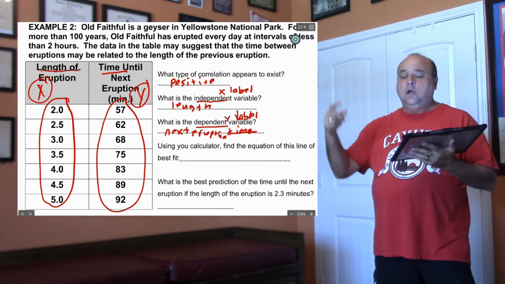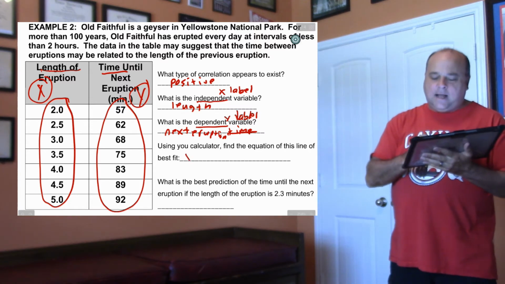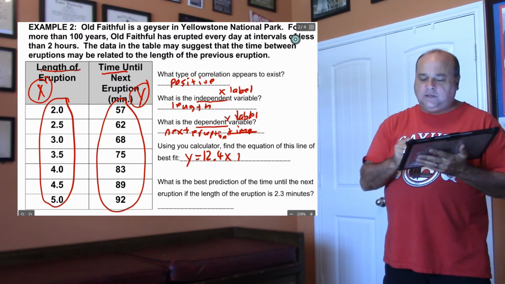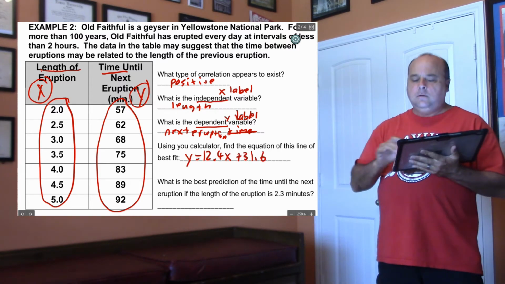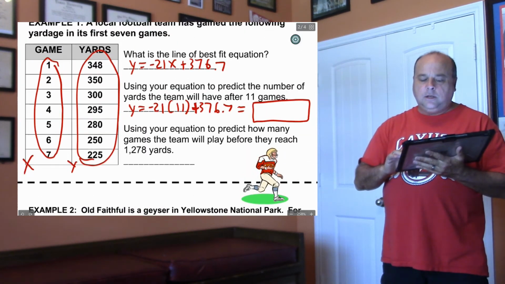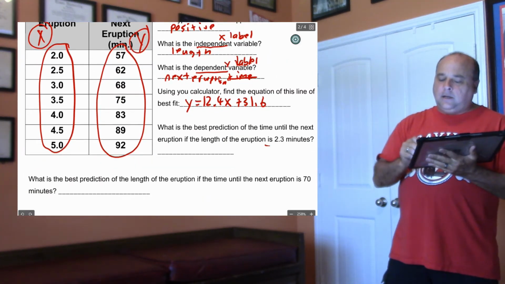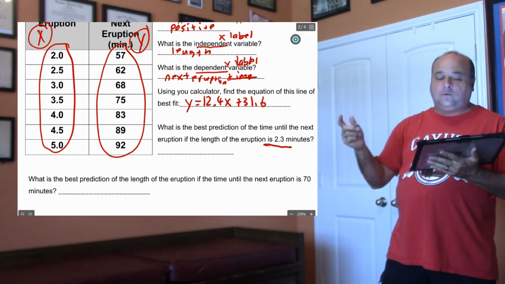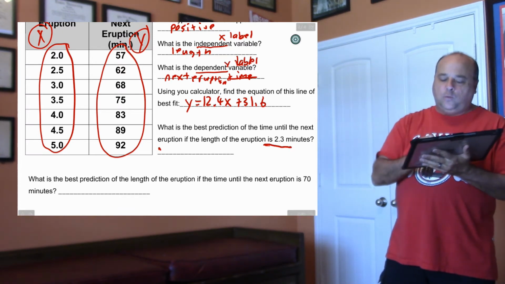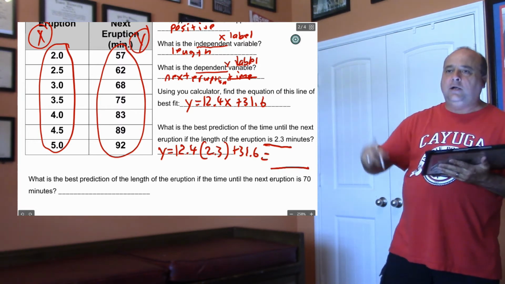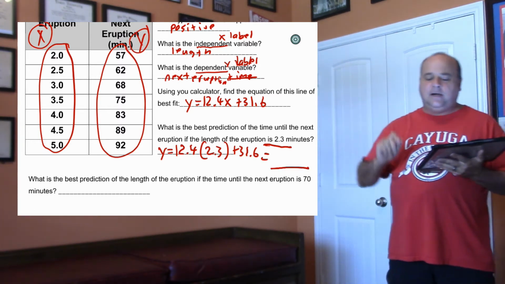Using your calculator, find the line of best fit, and it was y equals 12.4x plus 31.6. With me? Hold on, what did we put for the first one? Yeah, I got negative. I did right. Okay. Now then, when is the eruption on 2.3 minutes, right? So we're going to do y equals 12.4, and then we're going to take the x and replace it with 2.3. And I don't want to do too many screens. You're just going to type that in and figure it out, okay?